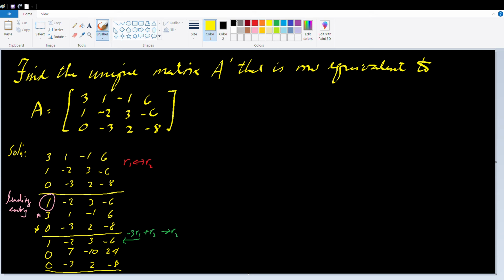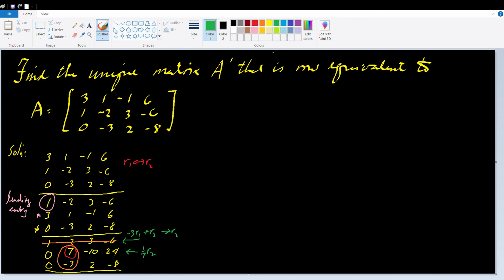So for the meantime, we forget about the first row. And then identify our pivotal column, 7, negative 3. The first non-zero entry is a 7, and that is our pivot. We need to turn this pivot into a 1. So what we will do is multiply row 2 by 1 over 7.